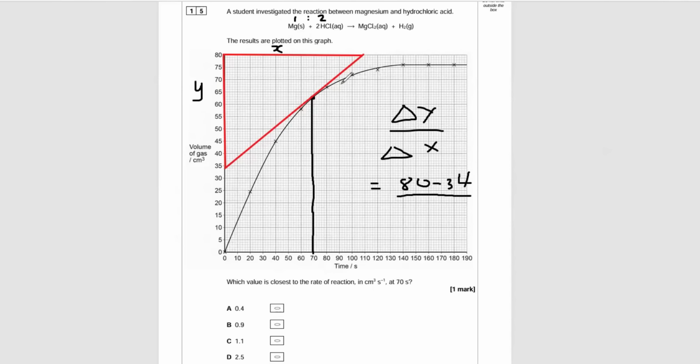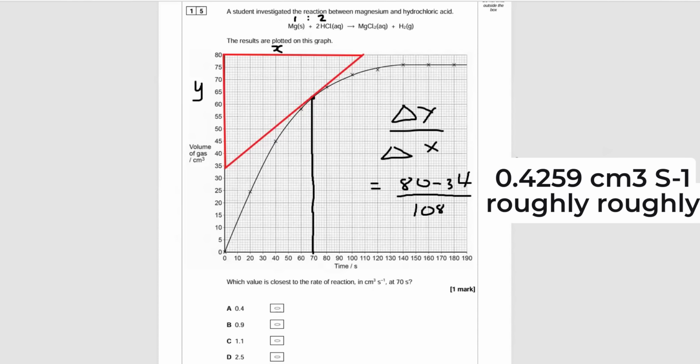Okay, does it really matter? I don't know. So we essentially have 80 minus 34. What is that going to give us? 46? Oh my gosh, my maths is so bad. 46 over 108, I think. And if we smash that in the calculator, what will that give us? There you go. And I got roughly 0.4259 centimeter cubed per second. Roughly. Again, it's not exact science here.